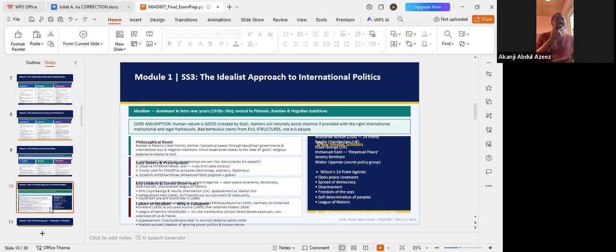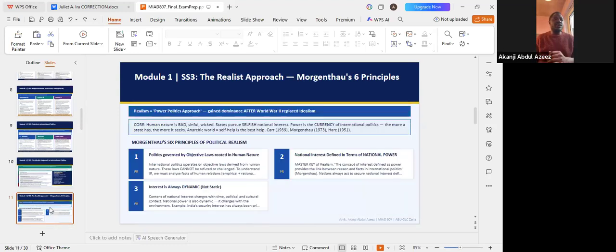From the slide I'm sharing, you can see we say that human nature is good. That is, God created us to be good, but now our stubbornness makes us bad. When you see a country fighting another country, it's because selfishness comes in. But naturally, we are good. Understand? So a nation will naturally avoid violence if provided with an alternative. So this is about idealist theory.